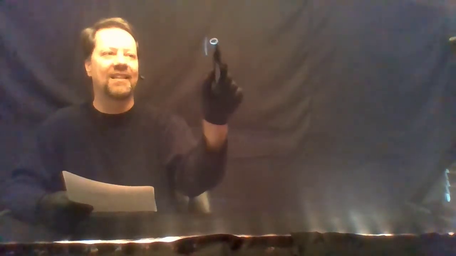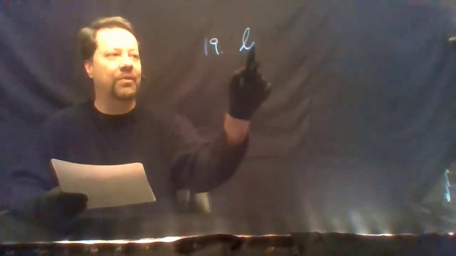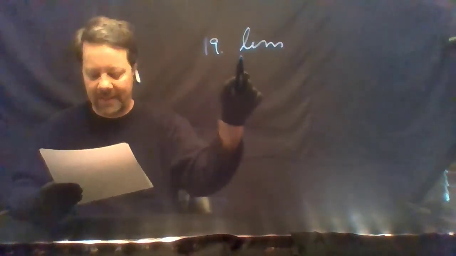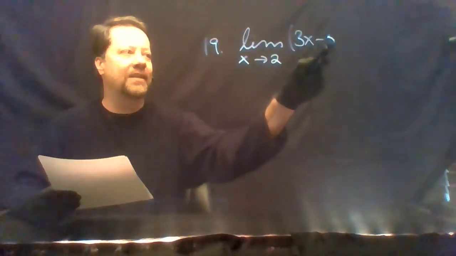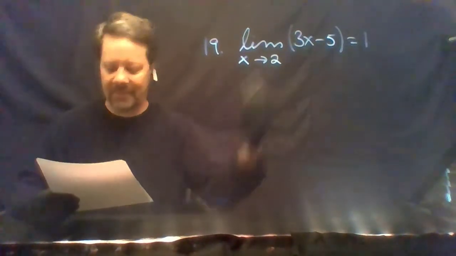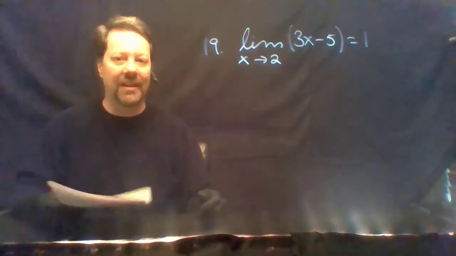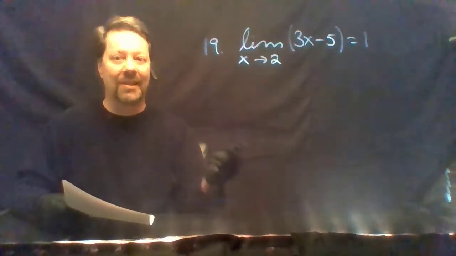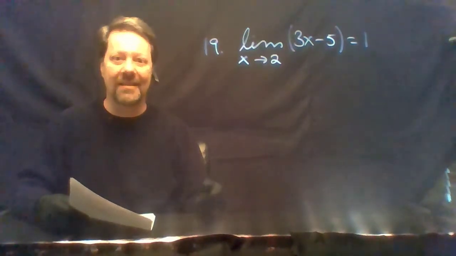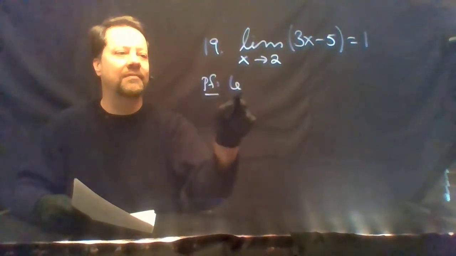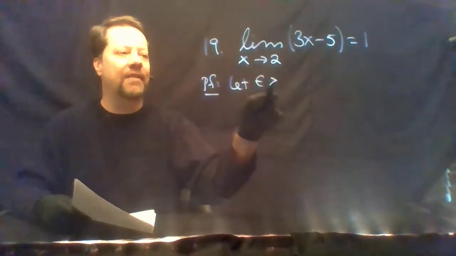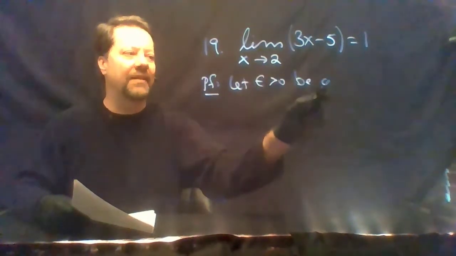On problem 19, I asked that you prove that the limit as x goes to 2 of 3x minus 5 equals 1 using the definition of the limit, i.e. epsilons and deltas, the epsilontics. So here's our proof. Let epsilon greater than 0 be given.